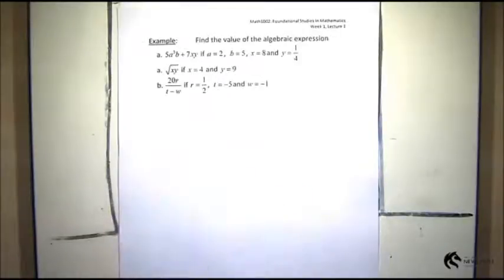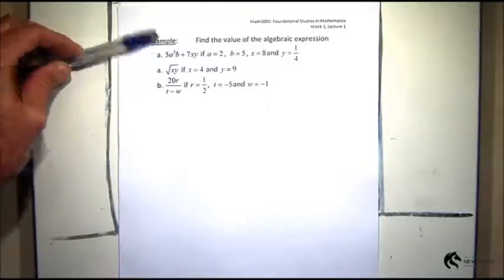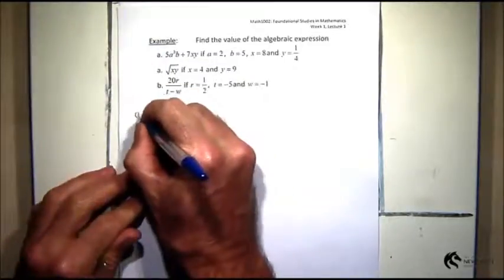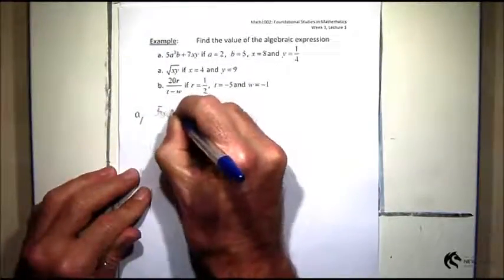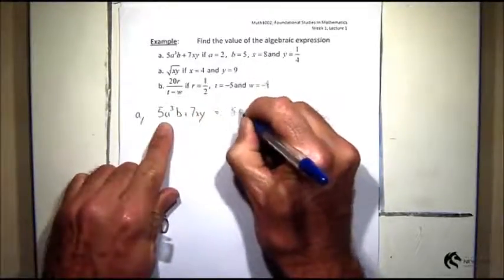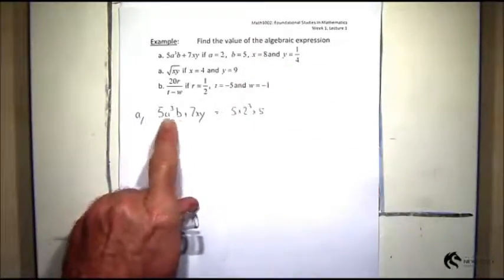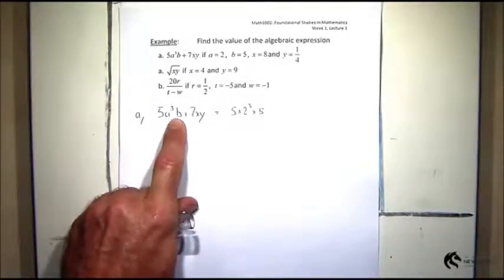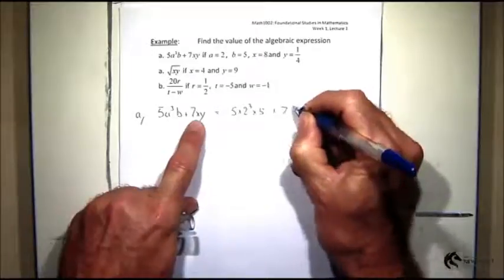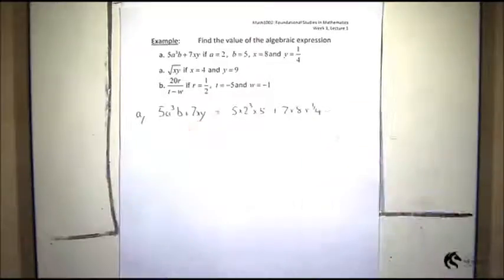So let's just do a few more to show that algebraic expressions can involve all sorts of things. As you can see here, we've got a more complicated algebraic expression. If I have 5a cubed b plus 7xy, when a is equal to 2, that will be 5 times 2 cubed times b, which is 5. So you can see in here I have the implied multiplication. Likewise, plus 7 times x, x is 8, and y is a quarter. And then you just evaluate that, do that calculation.